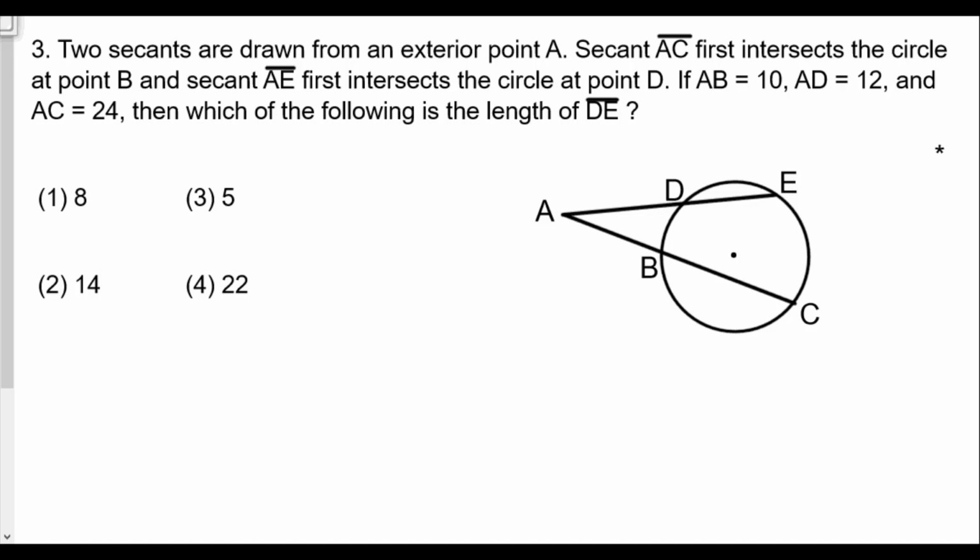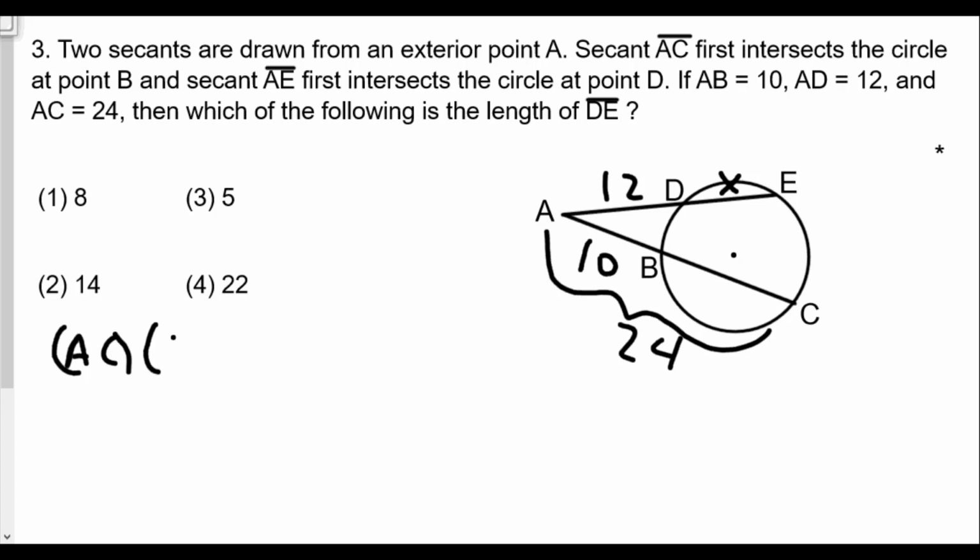Now, AB is 10, and AD is 12. AC is 24, so that's the whole secant's measurement. And we're trying to find the length of DE, which is x. We'll set this up: it should be the whole secant, which is AC, times its outside part, which is AB, equal to the whole secant AE times its outside part AD.